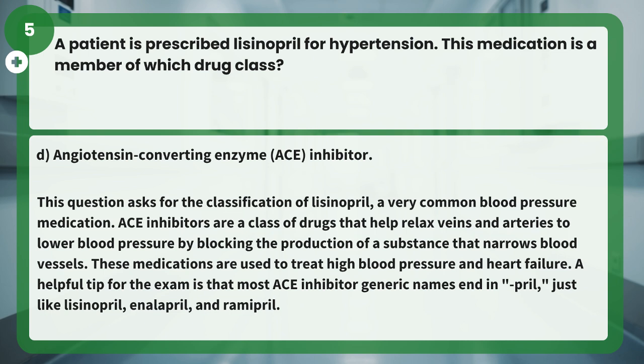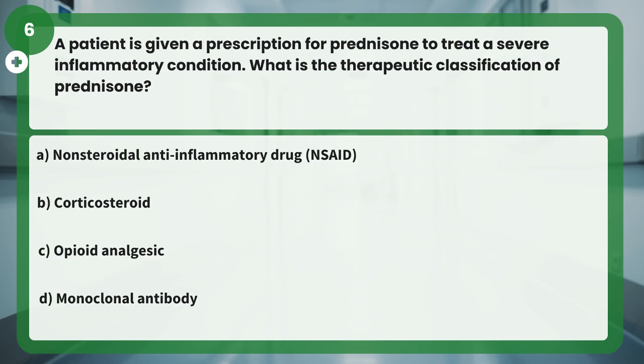Question 6. A patient is given a prescription for prednisone to treat a severe inflammatory condition. What is the therapeutic classification of prednisone? A. Nonsteroidal anti-inflammatory drug, NSAID. B. Corticosteroid. C. Opioid analgesic. D. Monoclonal antibody.